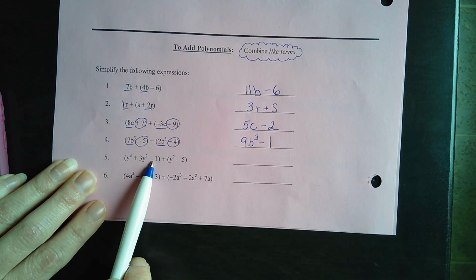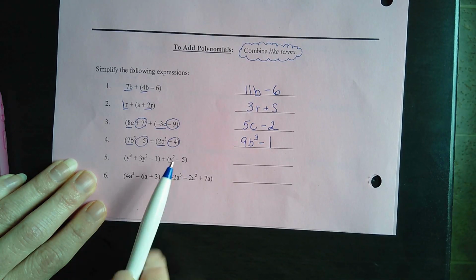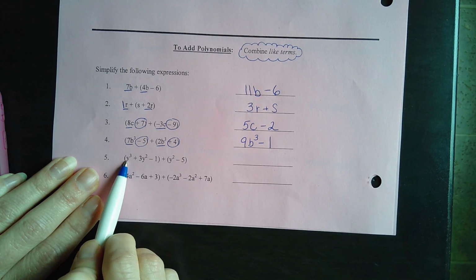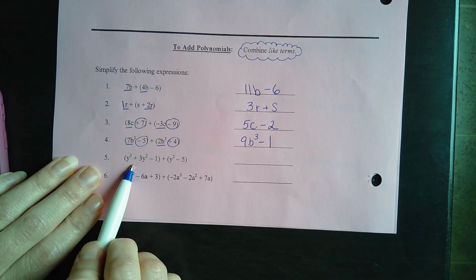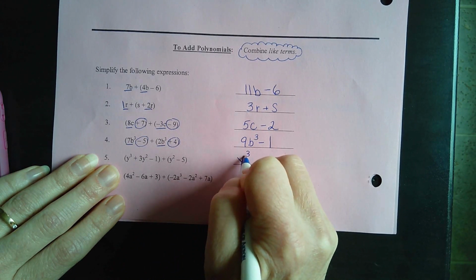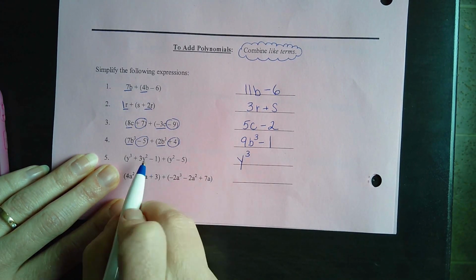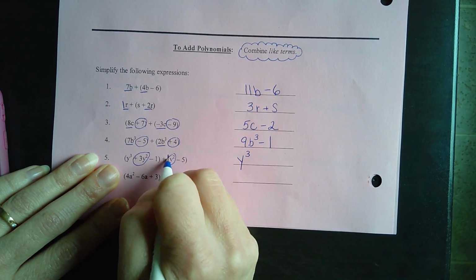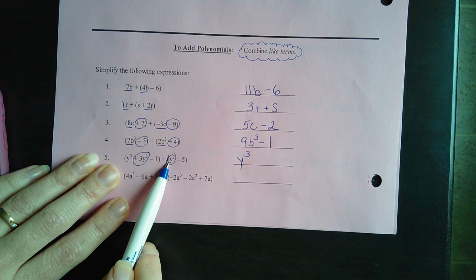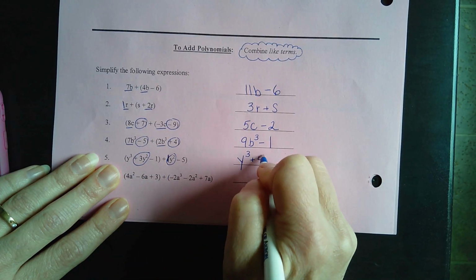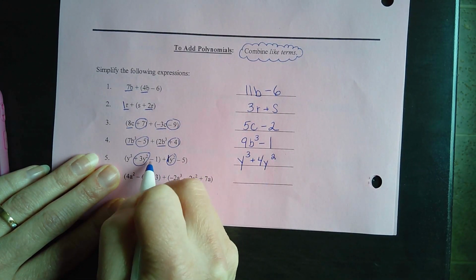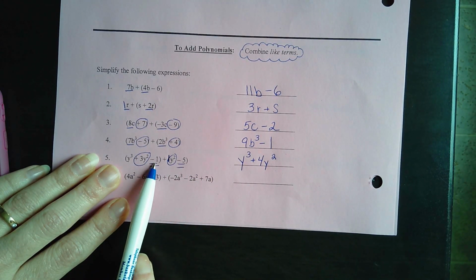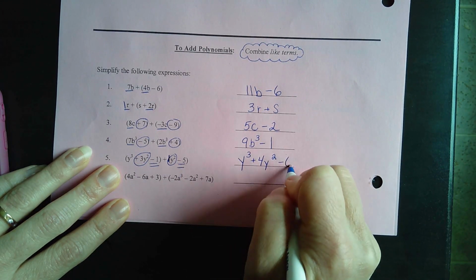Here we have a trinomial plus a binomial. Same thing though, just key in on the like terms. This y to the third, I don't see any like term to add to that, so I'm just going to bring him over. I see two terms with y squared. Put a 1 in front of that guy. 3y squared plus 1y squared is a positive 4y squared. And then we have two more like terms to combine. Negative 1 plus a negative 5 is a negative 6.